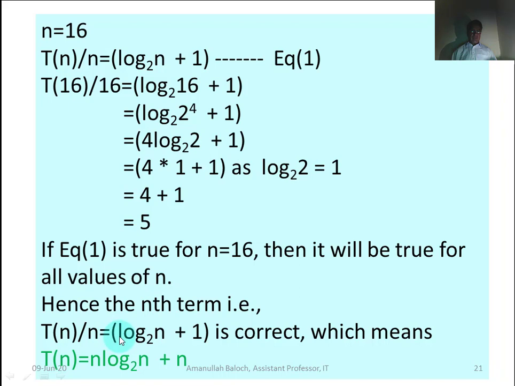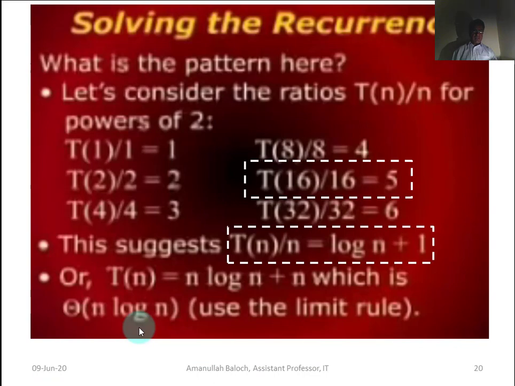The total running time of merge sort is T of n equal to n log n base 2 plus n. The term n log n is called the dominant term. So in this algorithm, this nth ratio is true. T of n is equal to n log n plus n, and we are only taking the dominant term, theta of n log n. This is the asymptotic running time of merge sort.